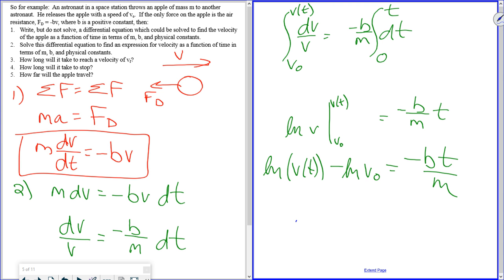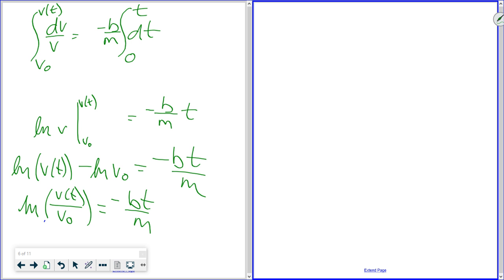There's a couple ways you can do this. I'm going to do it what I see as the most efficient way. What I usually find is if you've got a natural log minus a natural log, it's best to combine them. So I'm going to do that now. I've got natural log of v of t over v naught equals negative bt over m. We're almost done. Is everybody good? Yes.